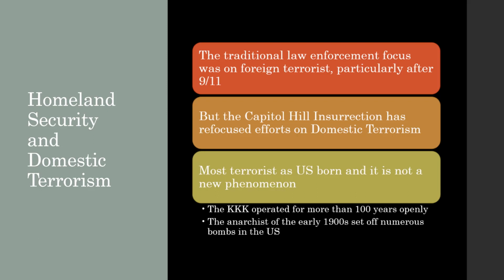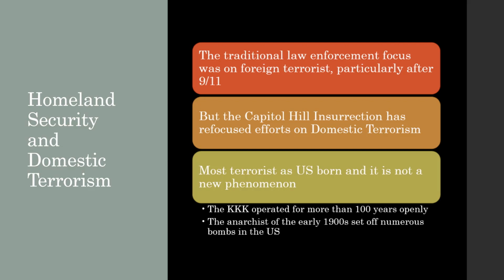Okay. Now, your book didn't talk a lot about this, but I want to mention it again to make it a little bit more relevant than some of the other things your text was talking about. Traditional law enforcement was focused on foreign terrorists, particularly after 9/11. But the Capitol Hill insurrection, I'm going to call it an insurrection, you can call it a riot, you can call it a coup, you can call it whatever you want, really refocuses on the idea that most terrorism in the United States, and this has been true over our history, is domestic, whether it comes from the left or it comes from the right. Most terrorism is a U.S.-born phenomenon.